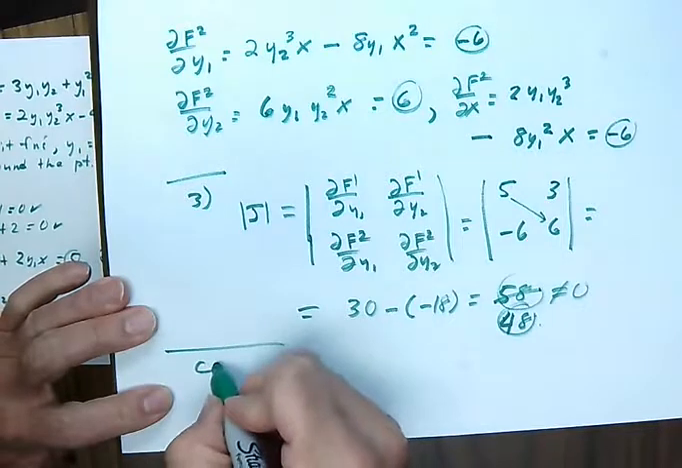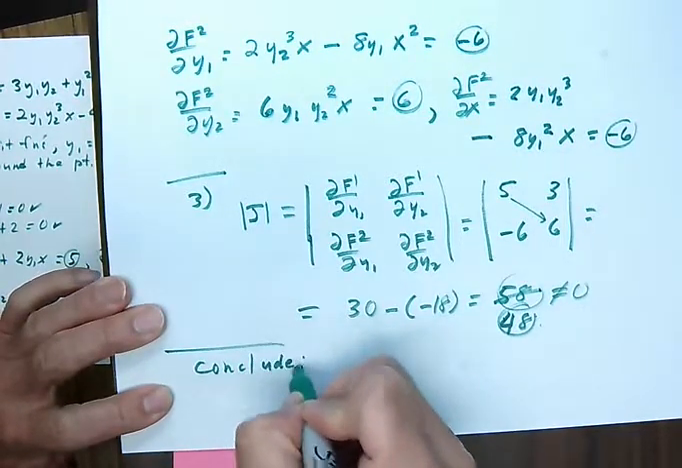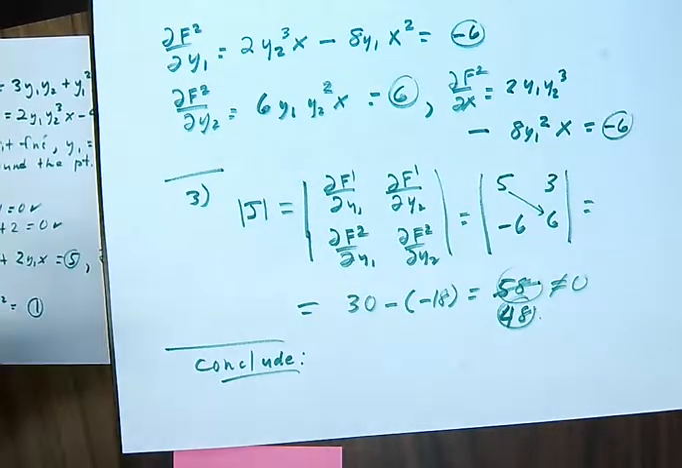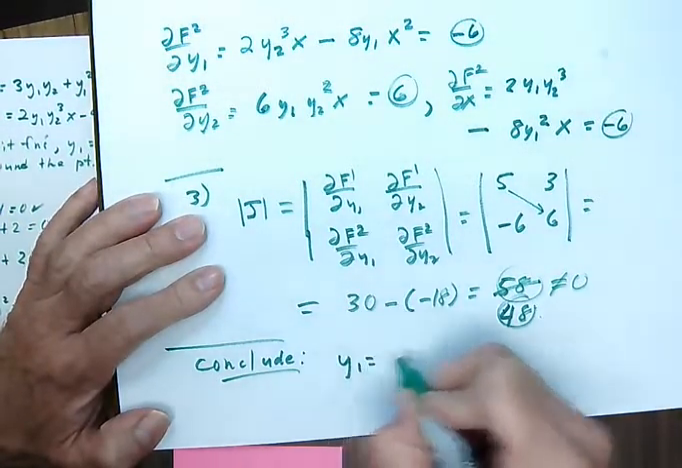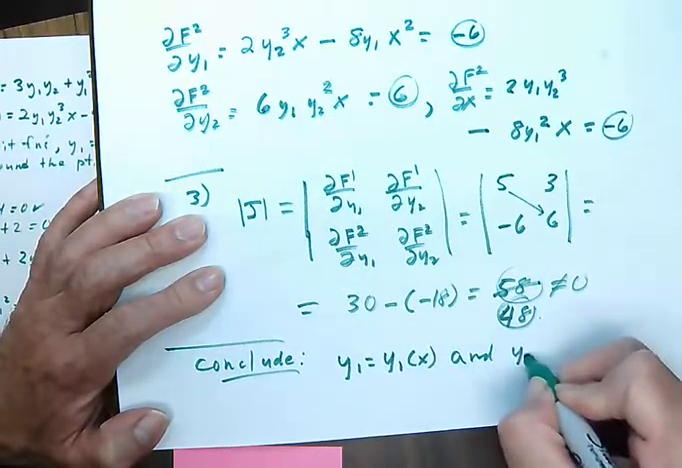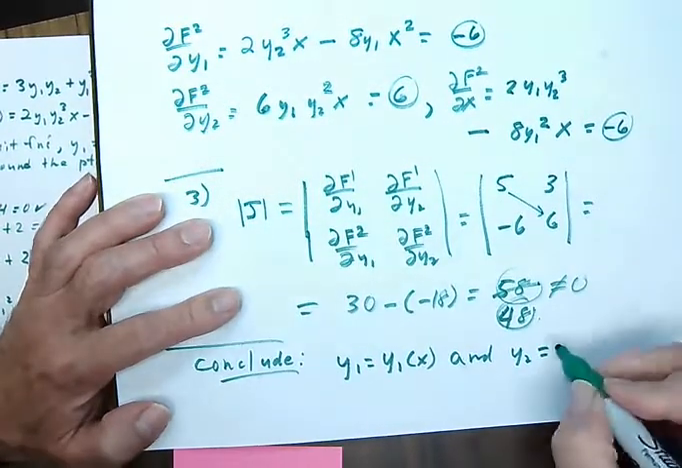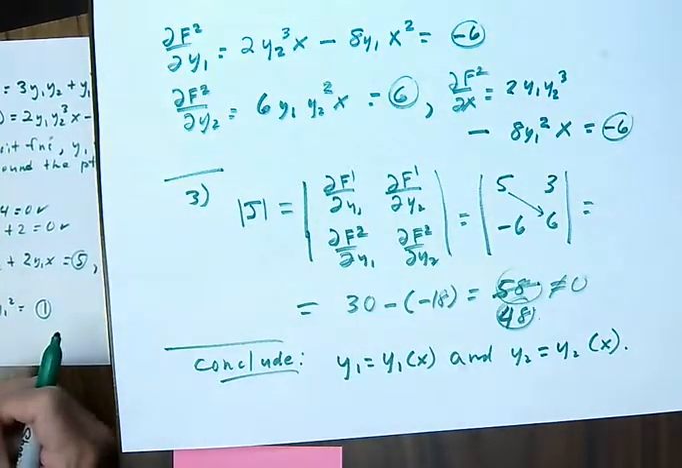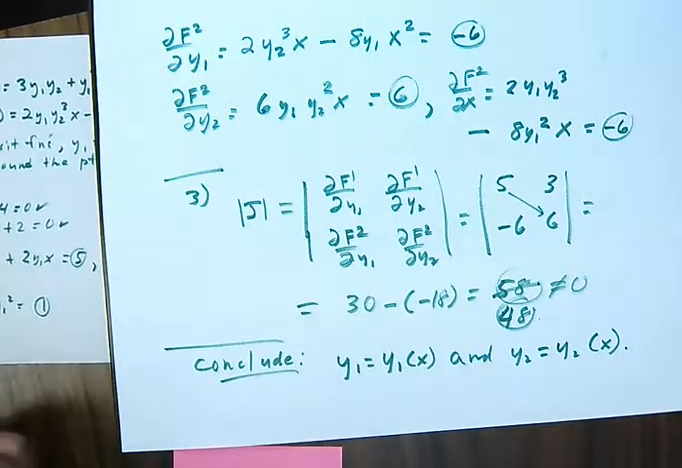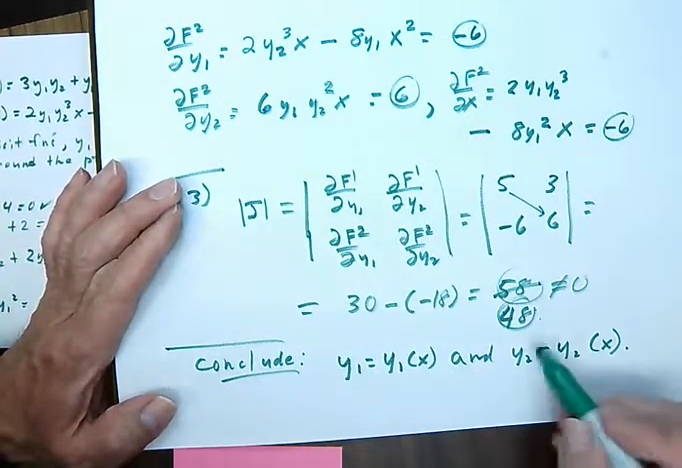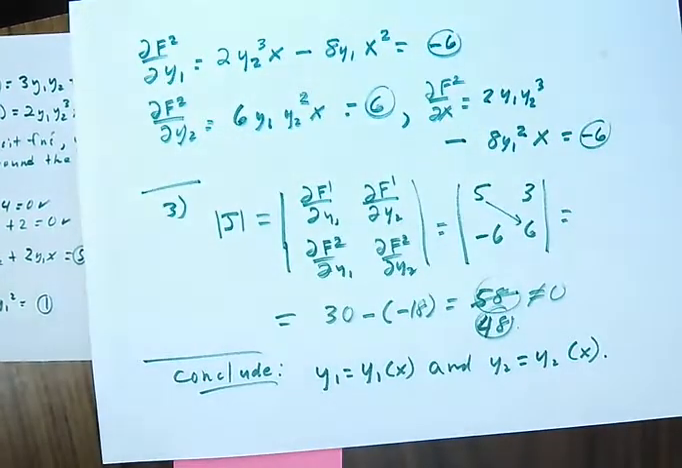So what can we conclude? What does the generalized implicit function theorem tell us? If the three conditions are satisfied, we can conclude that the implicit functions are defined, where y1 can be expressed explicitly as a function of x, and y2, our second endogenous variable, can be expressed explicitly as a function of x as well. If you go back to our economic problem, basically we're saying the equilibrium value of Q can be expressed as a function of income, and the equilibrium price can also be expressed as a function of income.